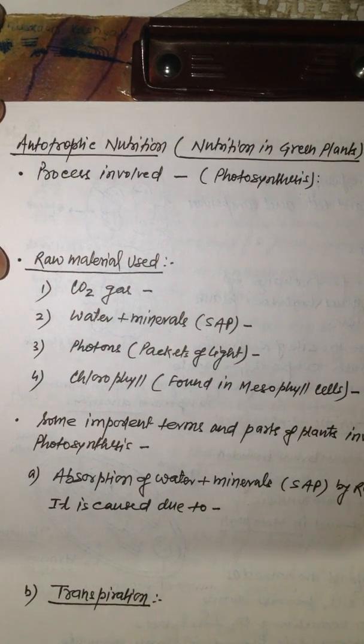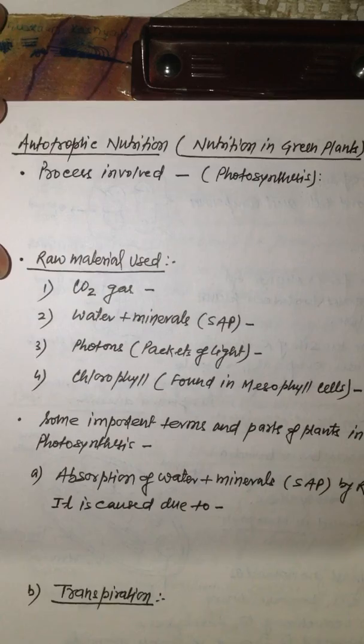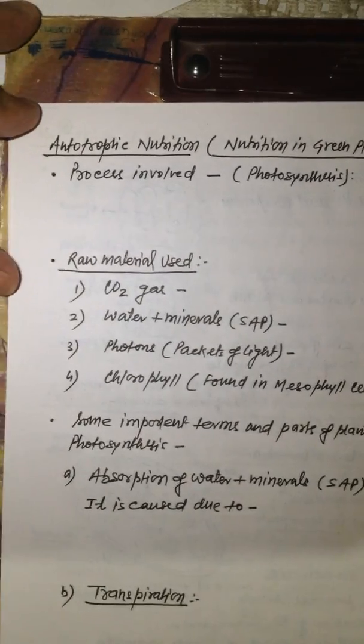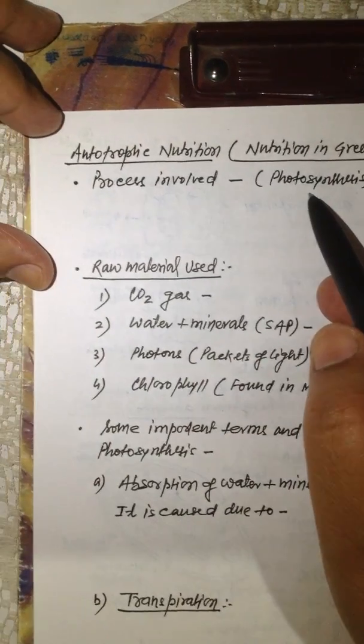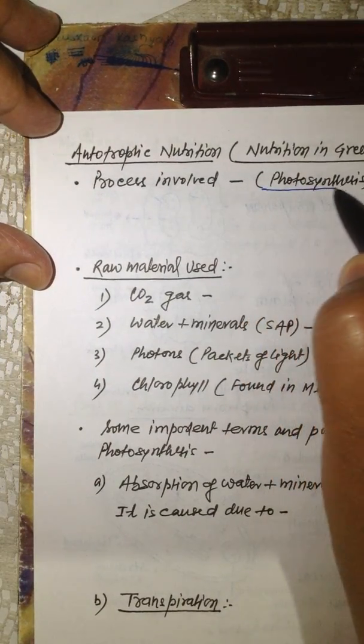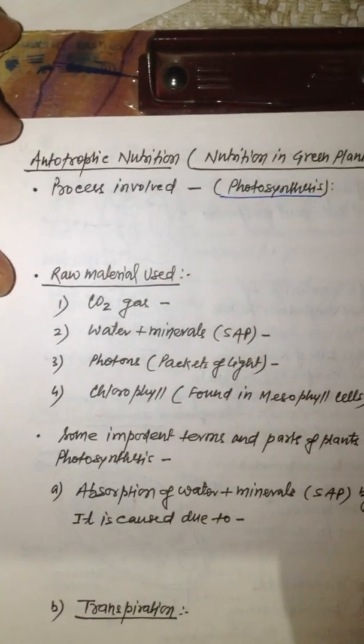Hello dear students, here we are going to discuss a topic: nutrition in green plants. The process involved in green plants is photosynthesis. You know very well what photosynthesis is.